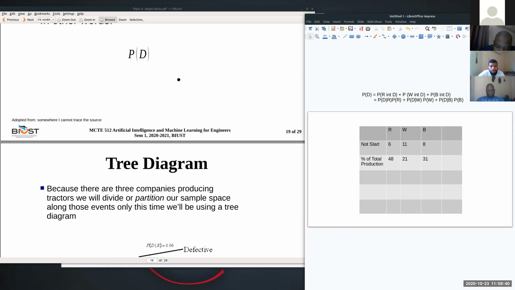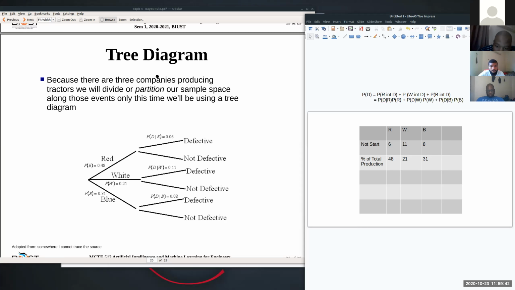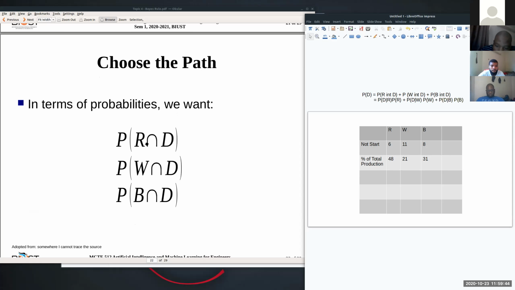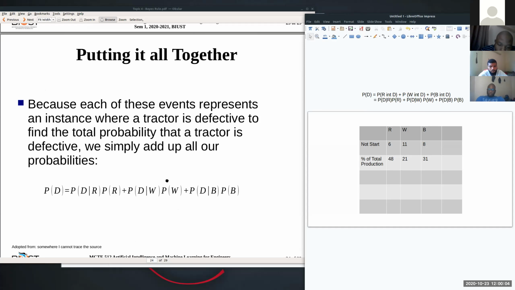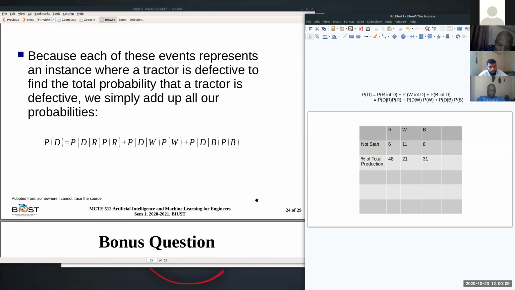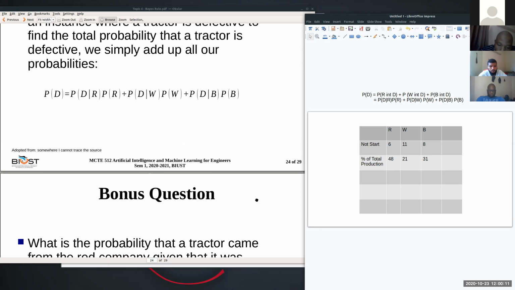The probability of it being defective. So these are the intersections of the events: red line intersection defective, white line intersection defective, and blue line intersection defective. We know this from the previous one. So we have defective given red line, the probability of red, and so on. Then we add them, putting them all together. That's the total probability of being defective. Okay, finished.